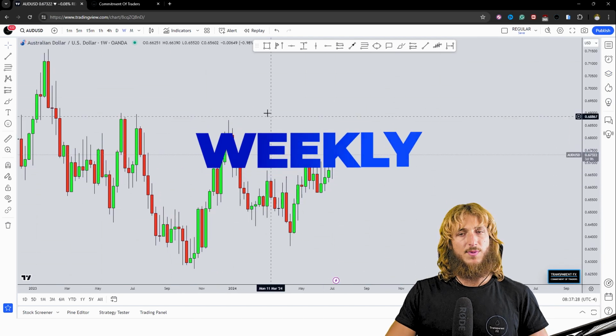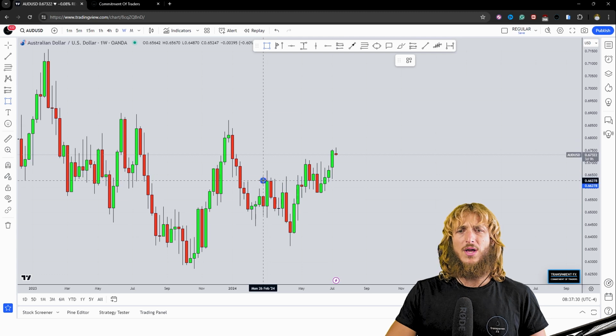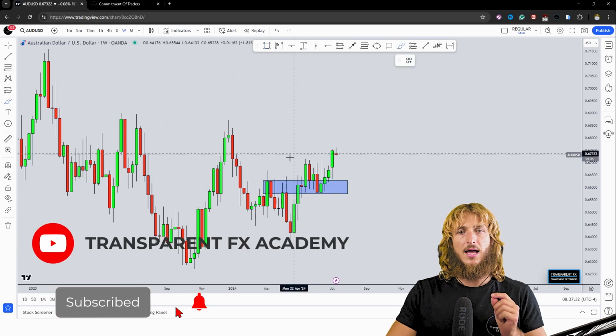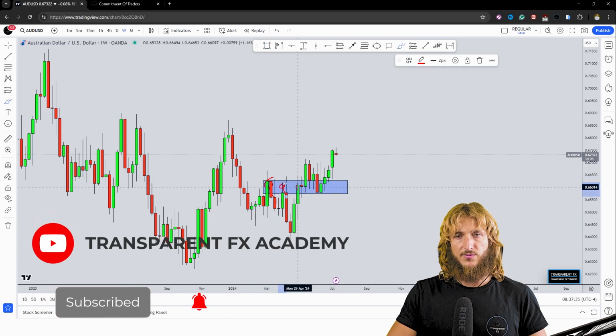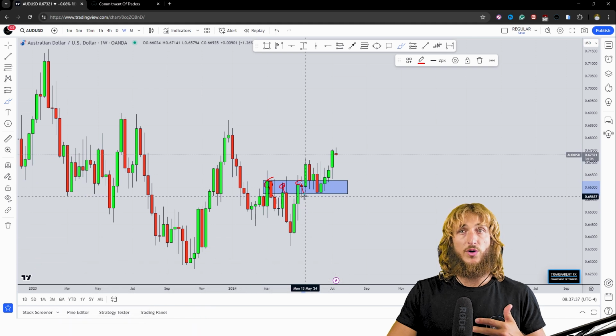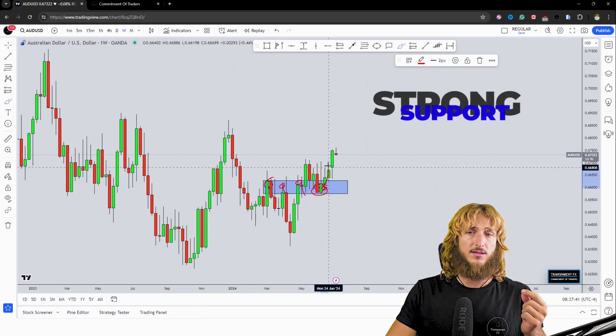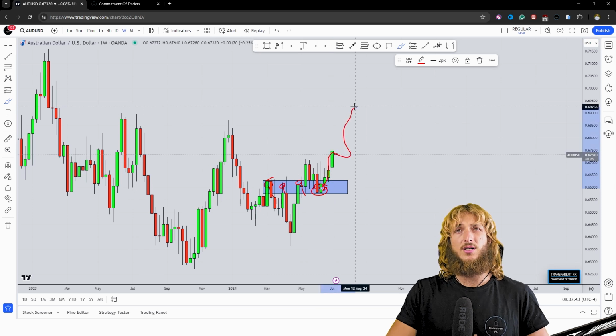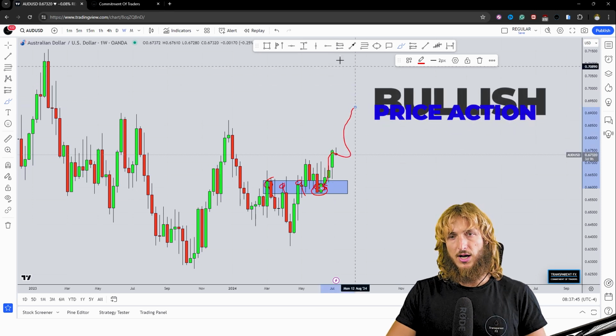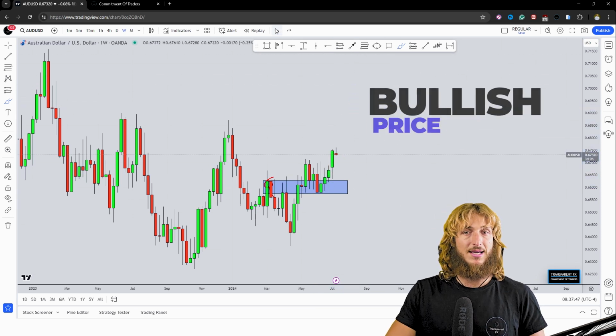Now, from a weekly perspective, the situation is clear. We have a market which is currently testing previous weekly resistance from which these rejections to the downside were created, which is now turned support here. The market is testing it, has already started rejecting it to the upside, so more bullish price action away from this level could be expected.